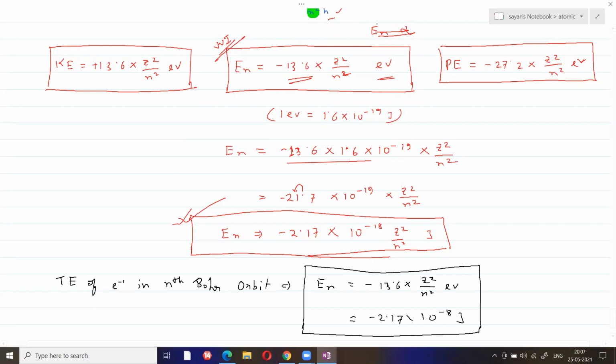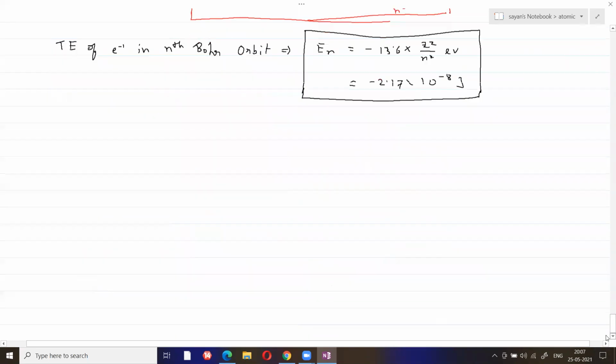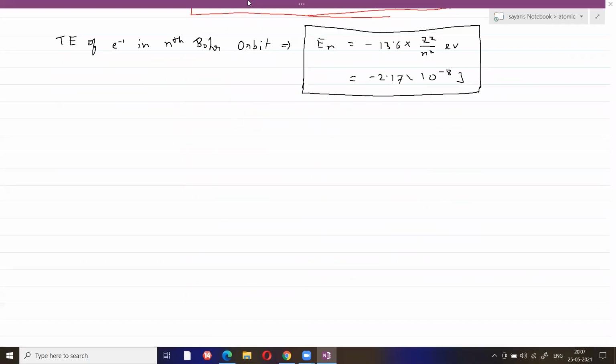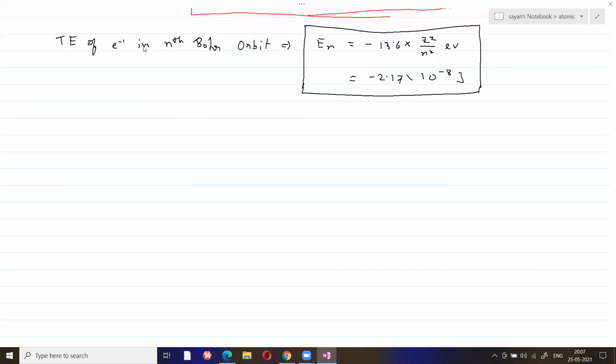Okay, now I am taking the energy of different shells for the hydrogen atom. I am calculating what is the energy of different shells for the hydrogen atom. This one, I am taking, is the hydrogen atom. For the hydrogen atom, we are calculating the energy of different shells.